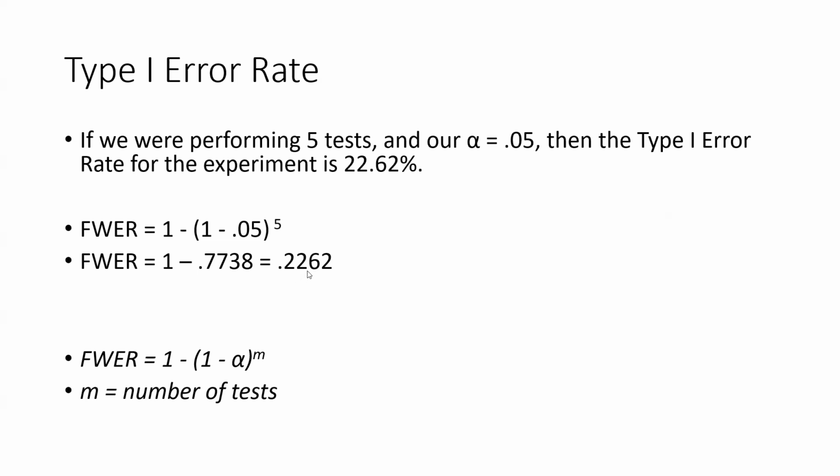We need to move the decimal place over 2 spots to the right, and we end up with 22.62%. So in this case, if we're performing 5 tests, the percent chance that we commit a type 1 error is 22.62%. And how this works out is like this.